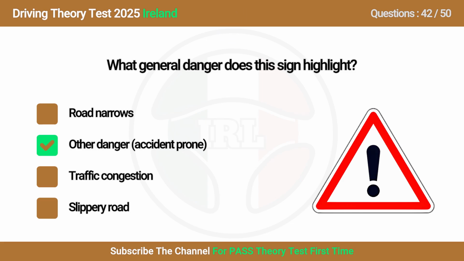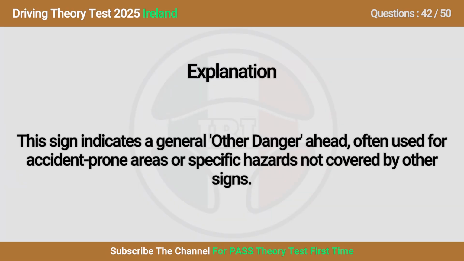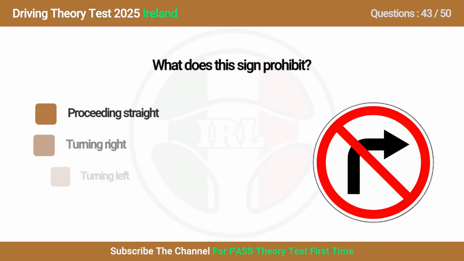Answer is B. Other danger, accident prone. This sign indicates a general other danger ahead, often used for accident-prone areas or specific hazards not covered by other signs. Question 43. What does this sign prohibit?